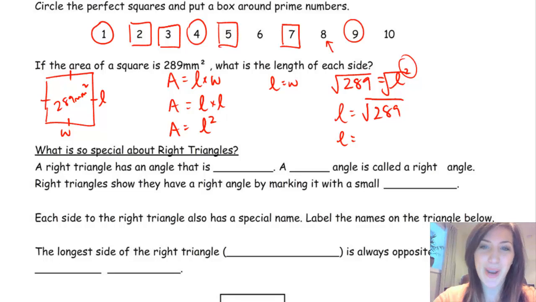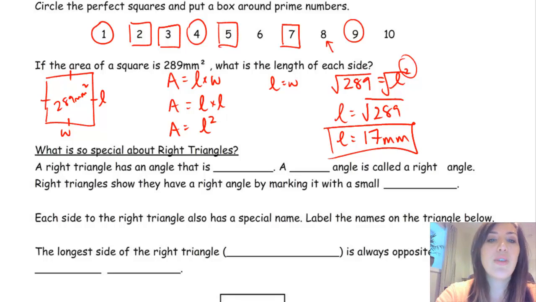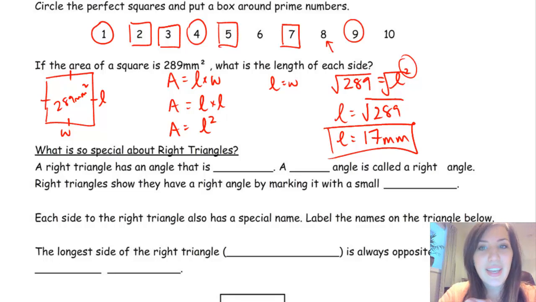I don't expect you to memorize it, but you might after a while, because we will be looking at the same numbers over and over again. But the length there would be 17 millimeters. If you want to check your answer, then you would say, well, area equals length times width. Length and width are both 17, so 17 times 17 should equal 289.